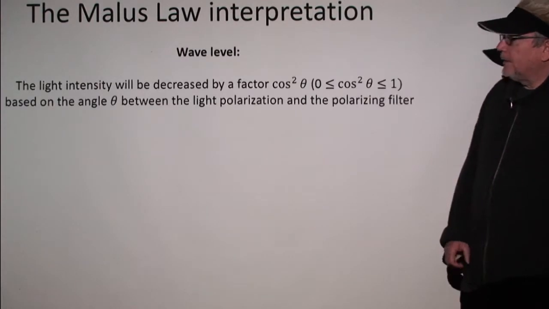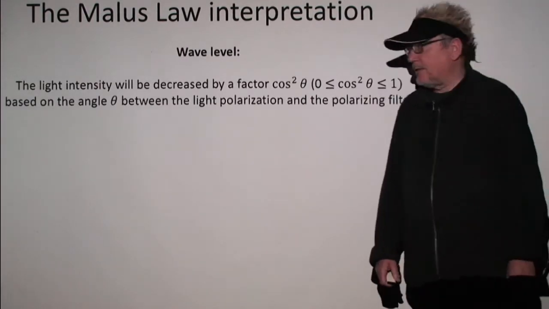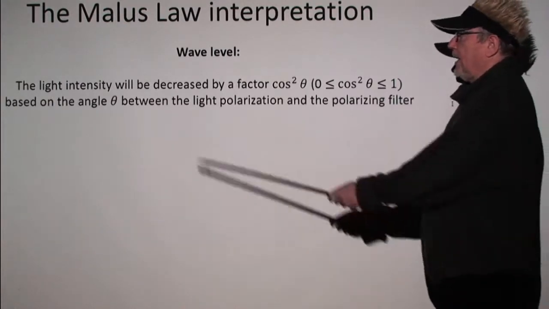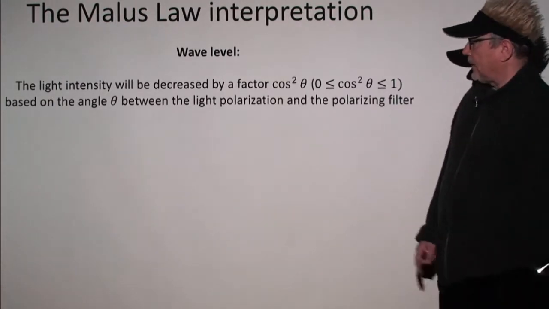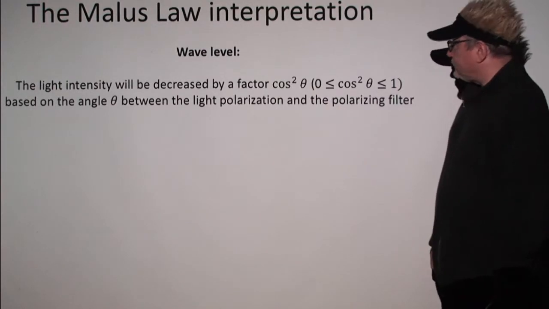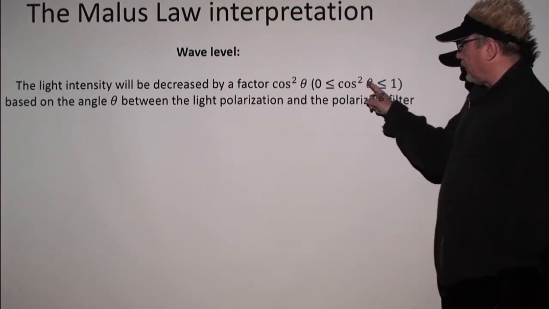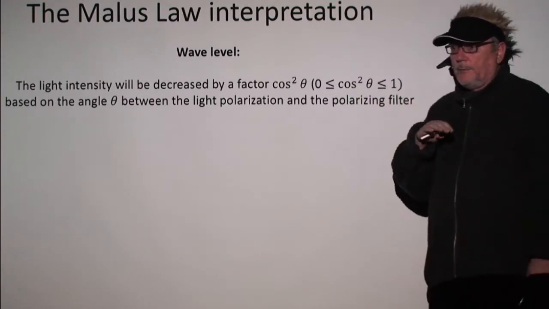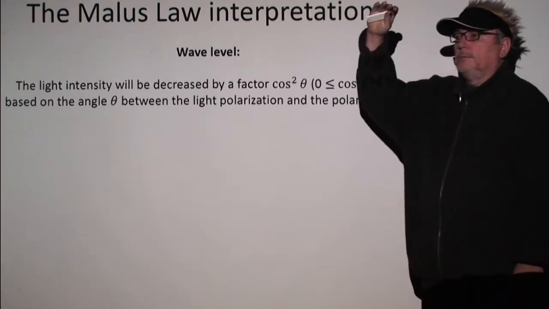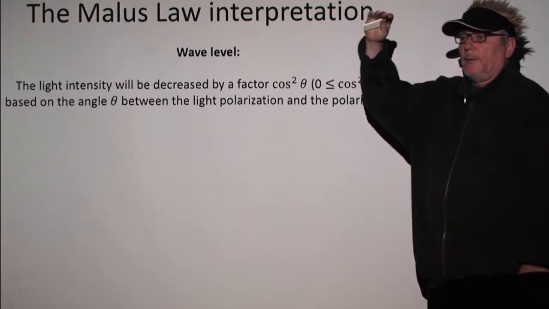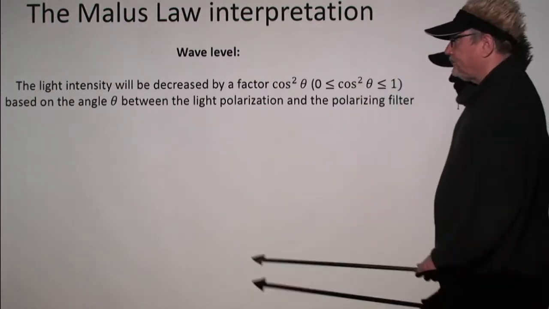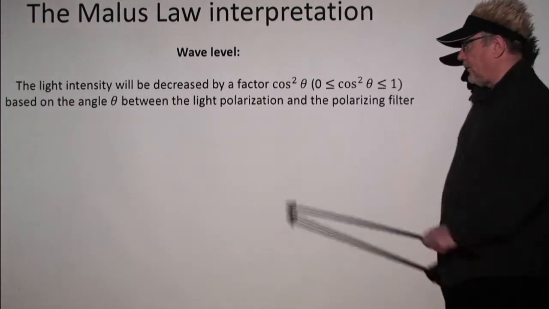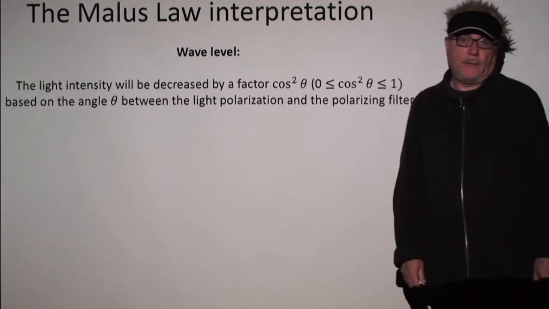Because now we are going to give an interpretation of that. Okay, so basically what Malus said is, well, the light intensity will be decreased by a factor of cosine square theta. And remember that cosine square theta, of course, will vary between 0 and 1. So it will always be between 0 and the same value as it was before. And that's based on the angle between the light polarization and the filter polarization.